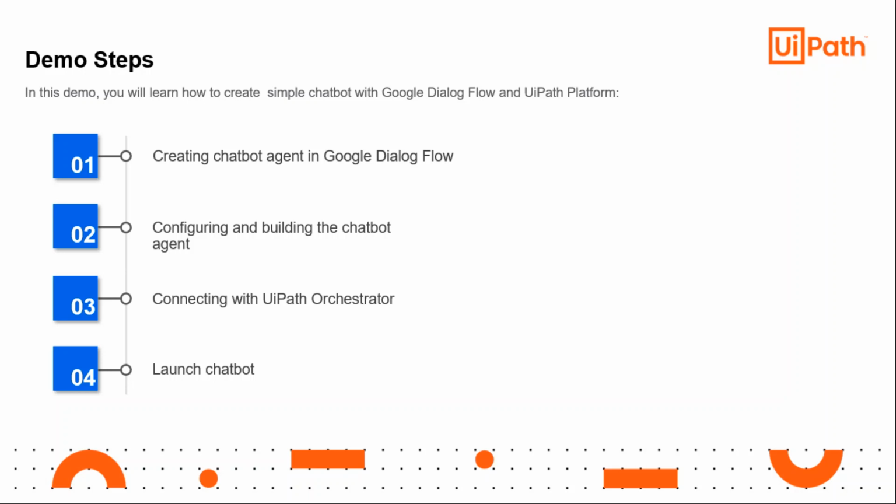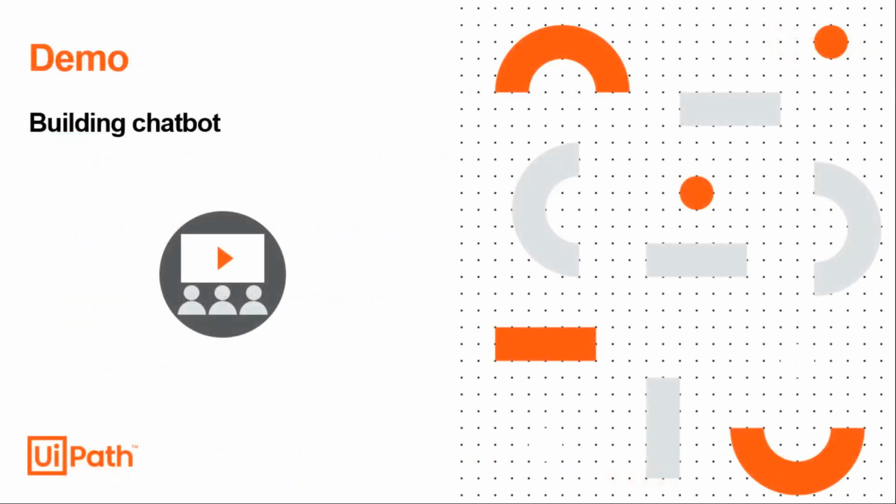So, as part of building the simple chatbot, these are some of the steps that we are going to cover. We'll be building the chatbot through Google Dialog Flow, and we'll be configuring it using the Dialog Flow interface. Then we'll be connecting that with the processors available in UiPath Orchestrator, and we'll be launching the chatbot as part of the last step. So let's get to the demo.